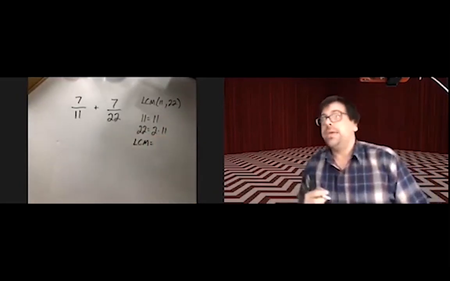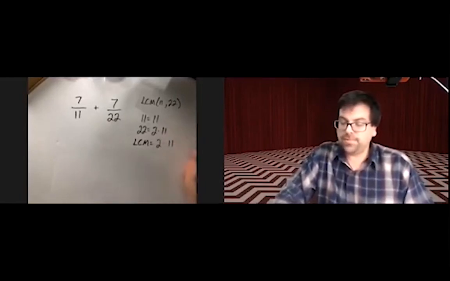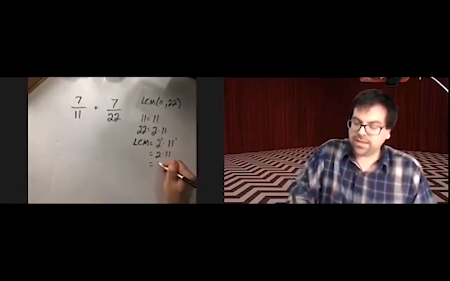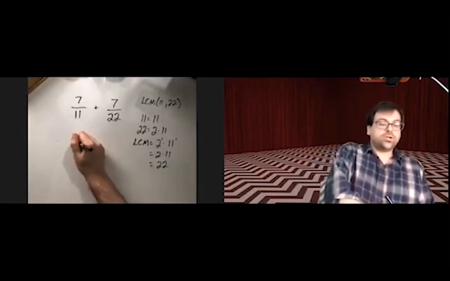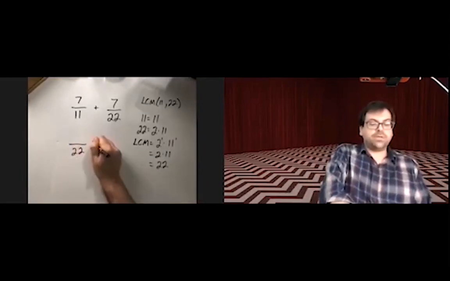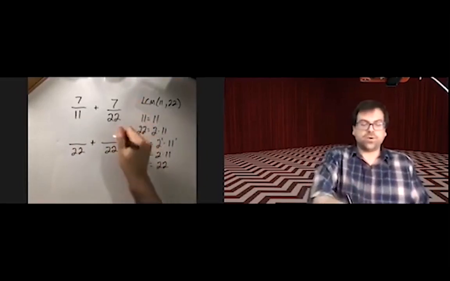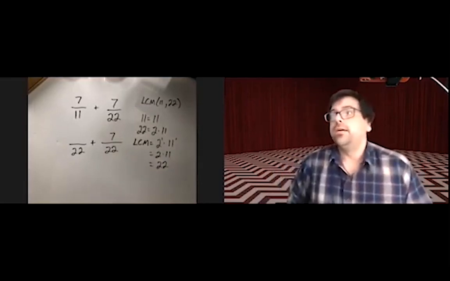Least common multiple would be every base we have, which is just a 2 and an 11, raised to the highest shown power. 2 is just 2 to the first. 11 is just 11 to the first. 2 times 11 gives us the least common multiple of 22. 22 will be the new bottom number. And then we could notice, hey, this one's already over 22. We don't have to change that second fraction. It's already with the denominator that we want.